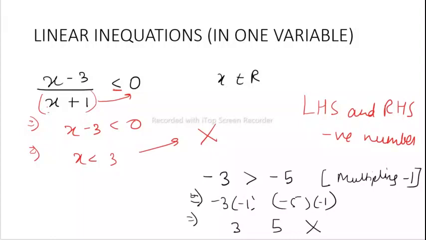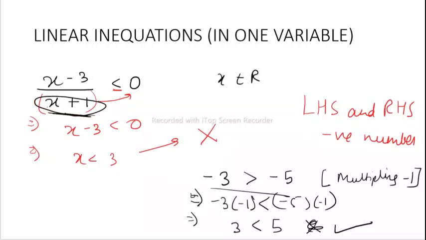So whenever you are multiplying or dividing a linear inequation with a negative number, the sign will change. So this will become this. Now it is correct, right? So you cannot directly cross multiply. In linear inequations, you cannot directly cross multiply because you don't know if this is a positive or a negative number. Okay, so please remember that.